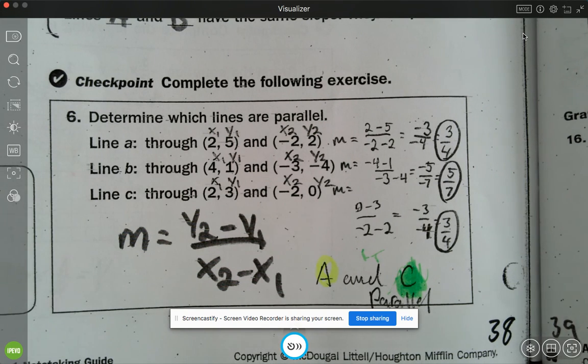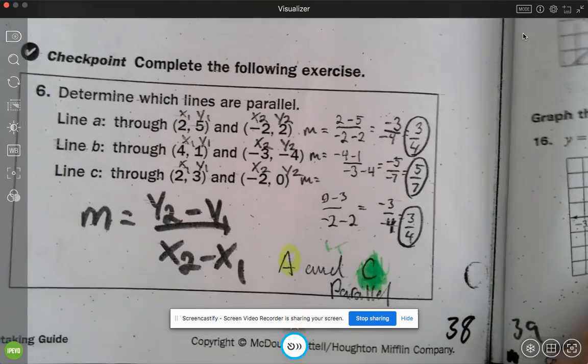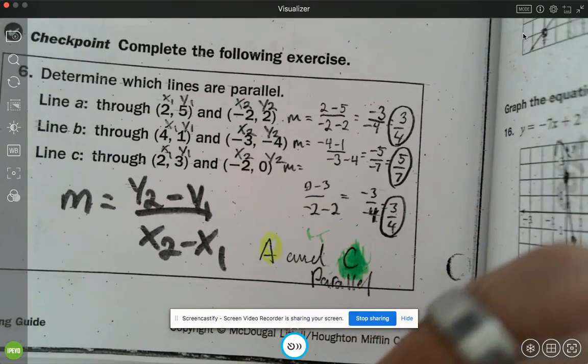So I hope this got us a little bit more into slope-intercept form. Today you're going to try some classwork, on the next pages 39 and 40.